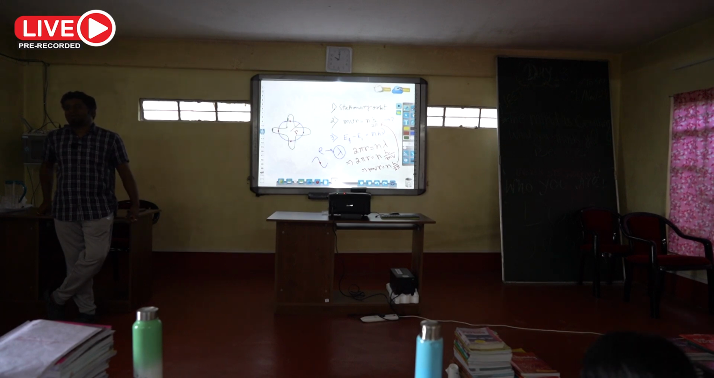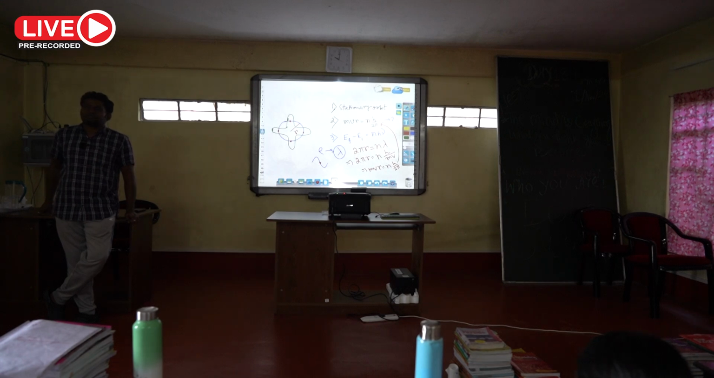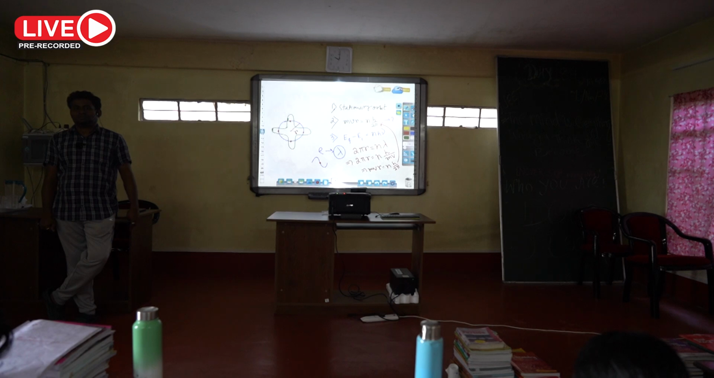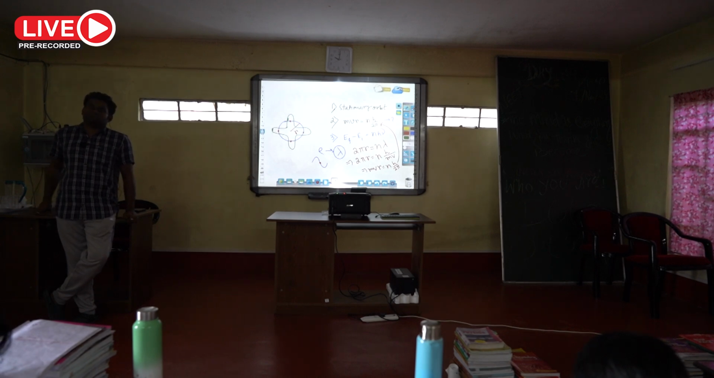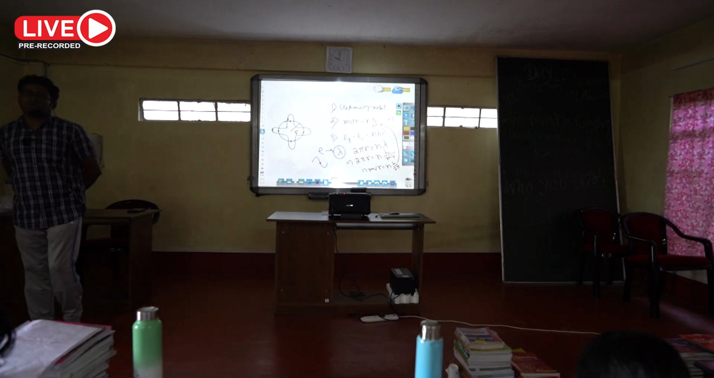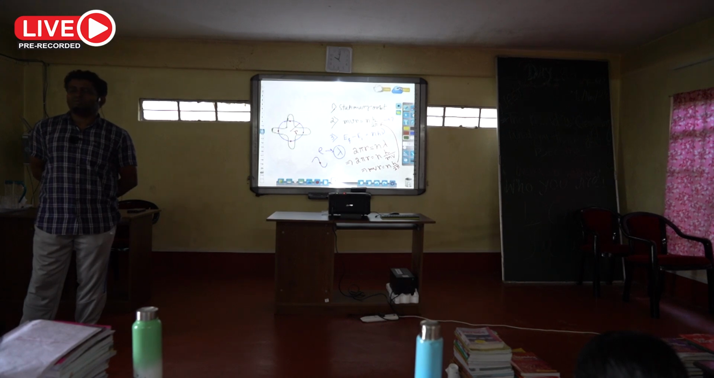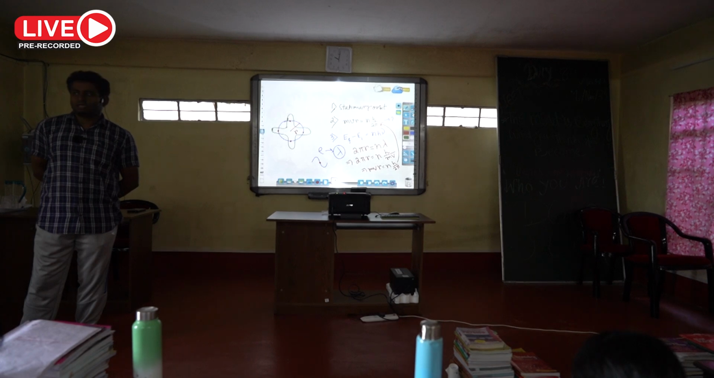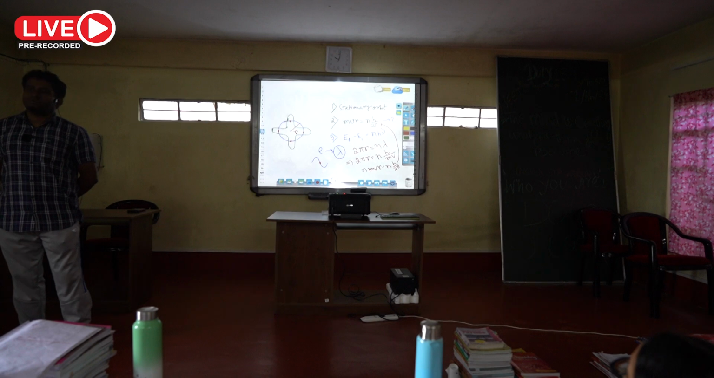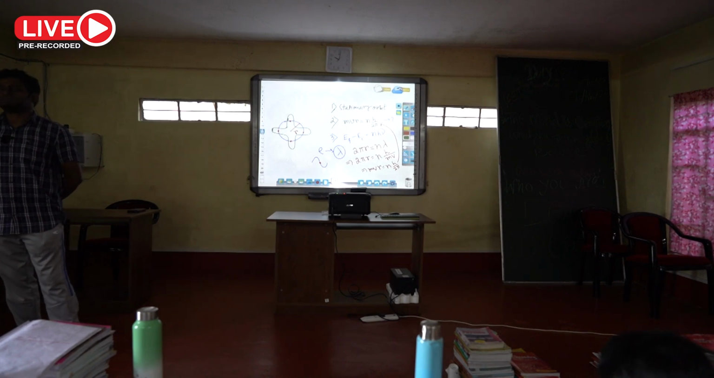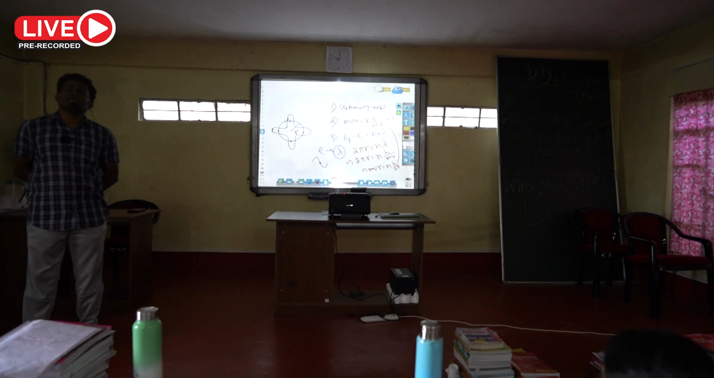Then number 3. Considering only electrostatic force between proton and electron, because when you see the Bohr model's calculation in your book, you will find that the electron in the orbit is experiencing a force provided by the nucleus, that is the electrostatic force, and we equate this force with mass into centripetal acceleration.